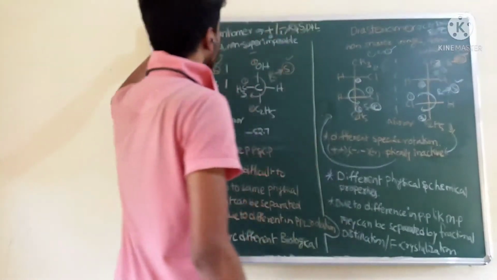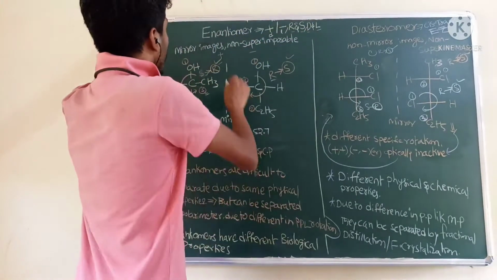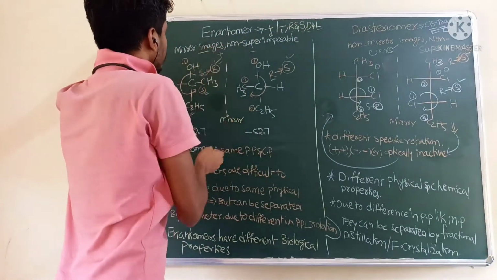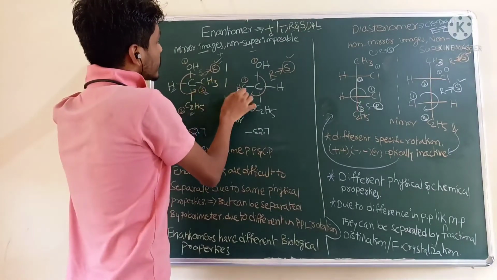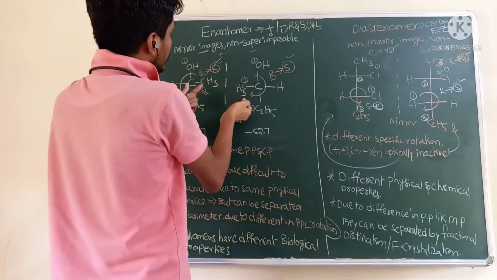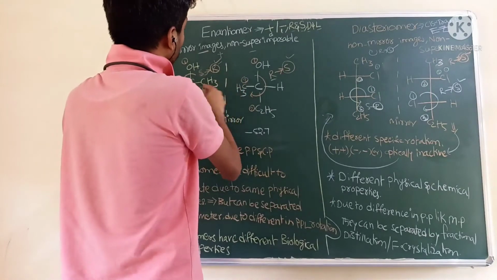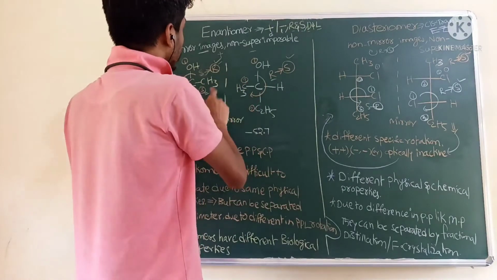Now the topic is enantiomers and diastereomers. Enantiomers are non-superimposable mirror images. See, when you draw a mirror, CH3 matches to CH3 like this. See, H, OH, C2H5. These are mirror images.